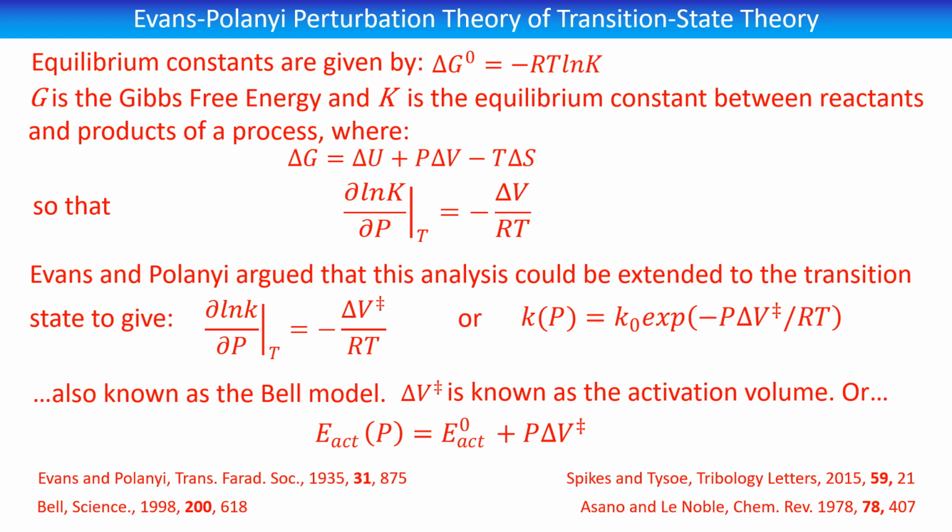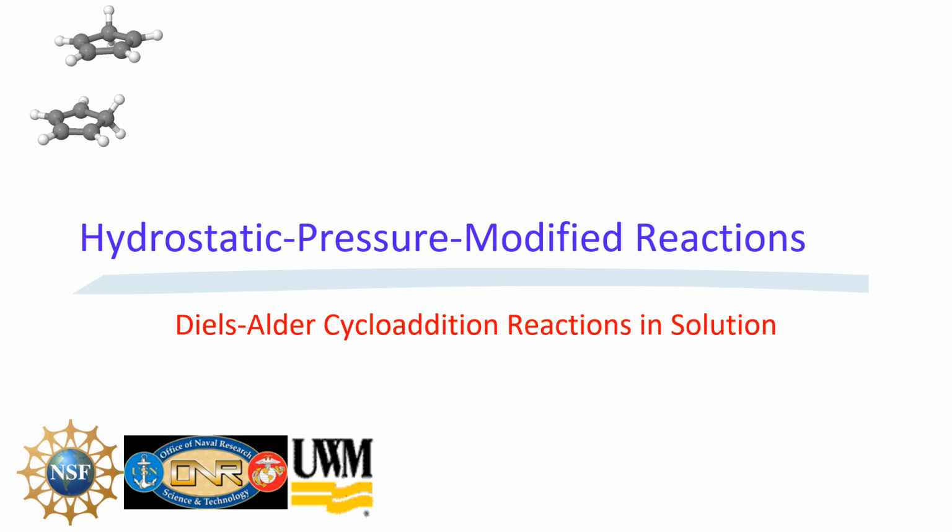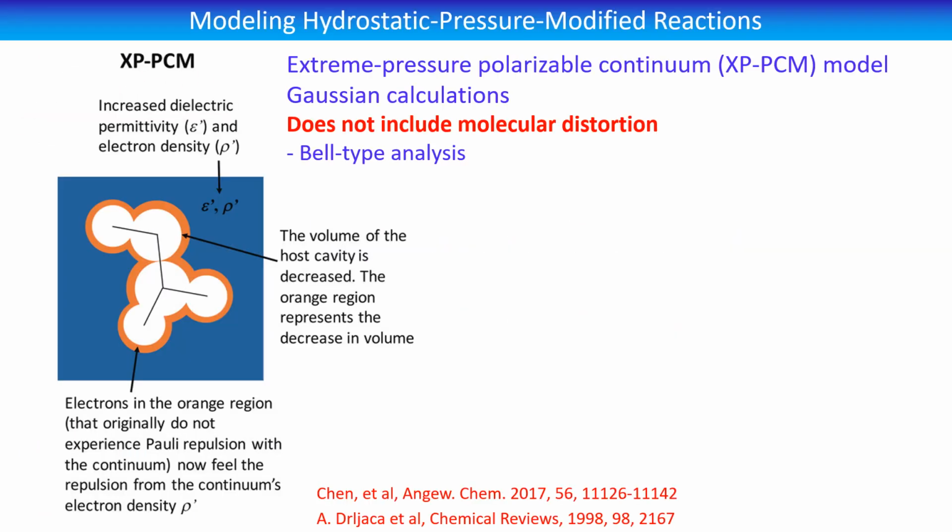This implies then that the activation barrier for a reaction varies linearly with the pressure, with the proportionality constant being the activation volume. So we use this concept to analyze the mechanochemical rate of a Diels-Alder cycloaddition reaction of 2 cyclopentadiene molecules as indicated over here in the top.